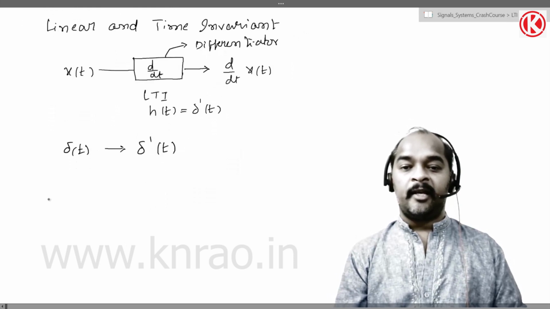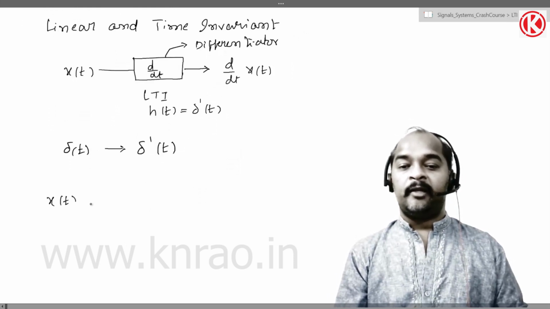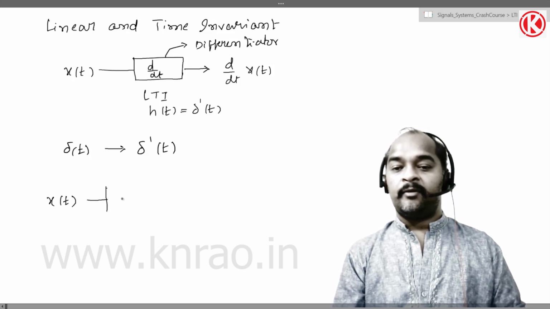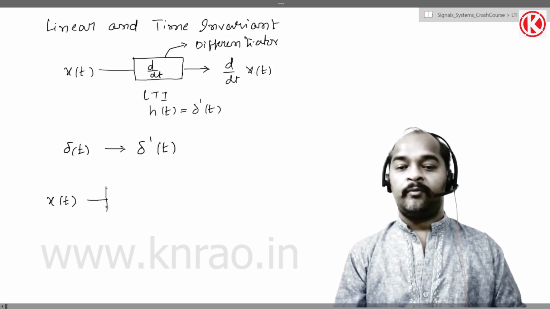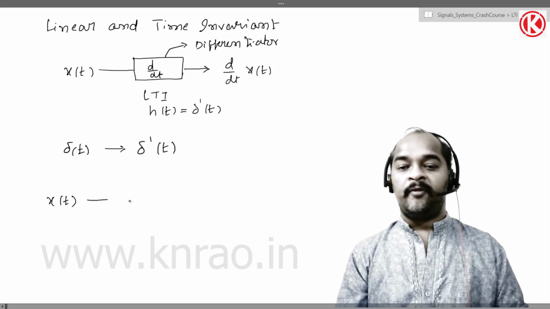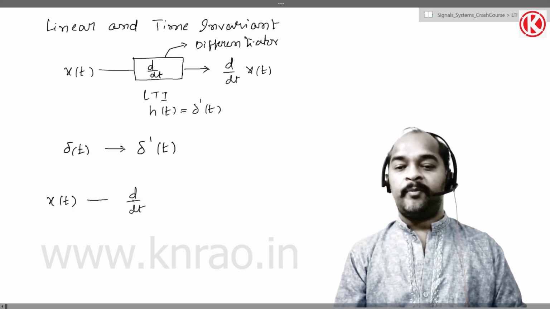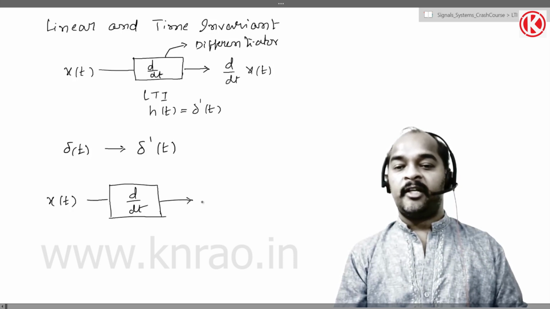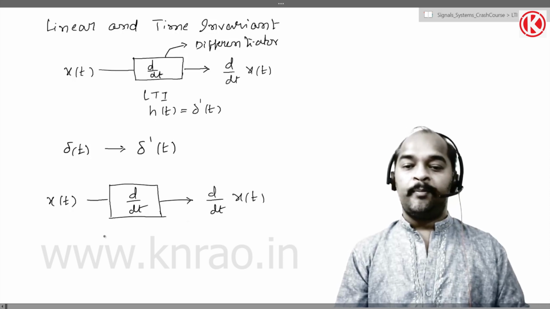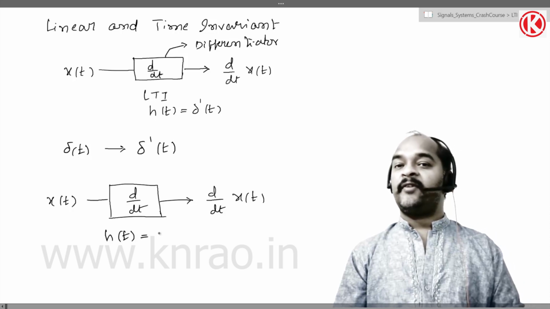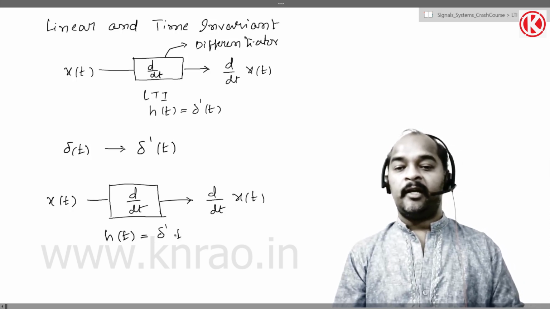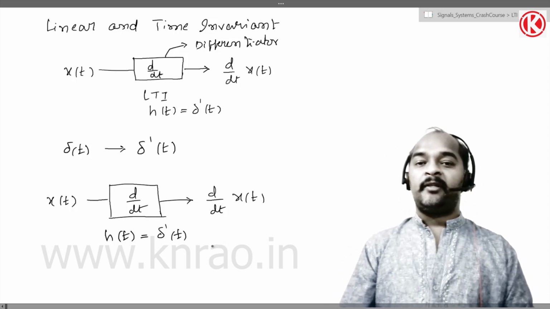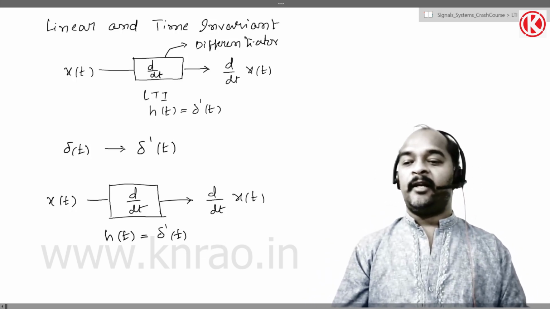Let us write down again the block diagram notation. x of t, you pass it through a differentiator. What do you get? You get d by dt of x of t. But what is the impulse response of the differentiator? That will be equal to delta dash of t. The impulse response of the differentiator would be delta dash of t.